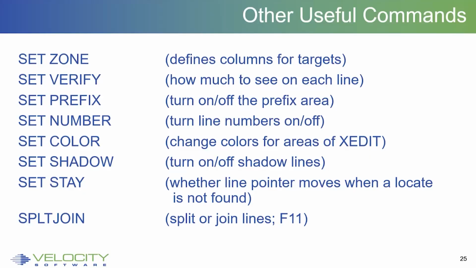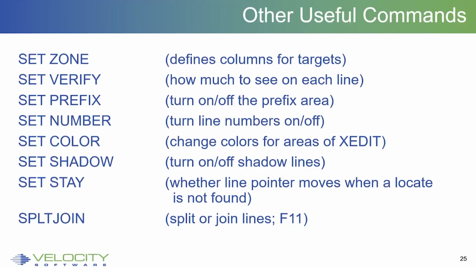Split join is normally set by default to PF key 11, or function key 11. This will split or join lines. So if you put your cursor on a data line, say in the middle of a data line, and you hit F11, it will split the line at your cursor.